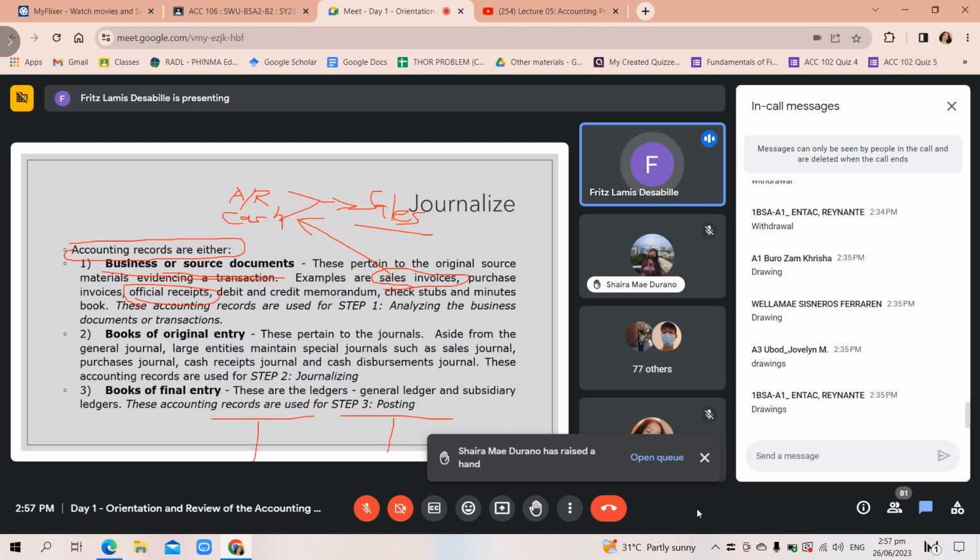Familiar naman kamo sa T account guys, no? Sample sa cash, debit 10, credit 5. So that is the books of final entry. This is a subsidiary ledger. No, a T account could be a subsidiary ledger usually, if manual. But usually if automatic or computerized, it is generated. So books of final entry, ledgers, T account. So T account guys, please familiarize yourself also with this one, because it is very useful in financial accounting and reporting.